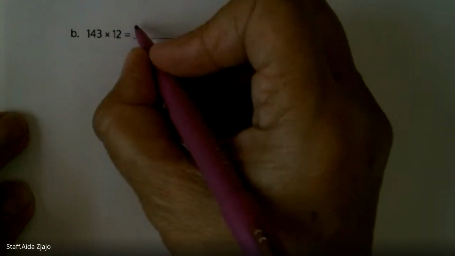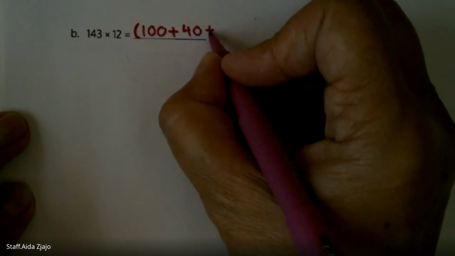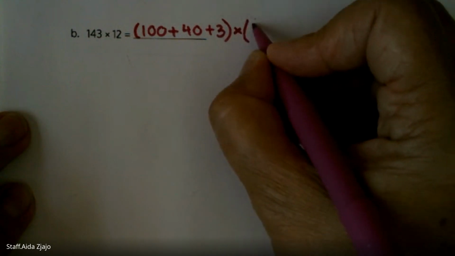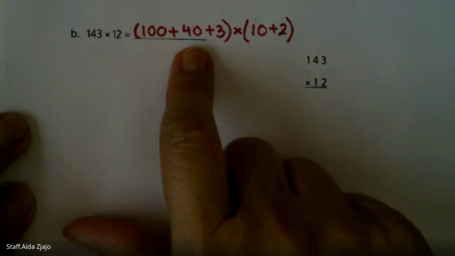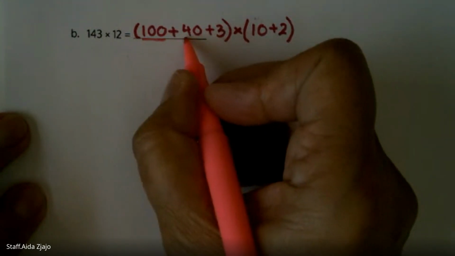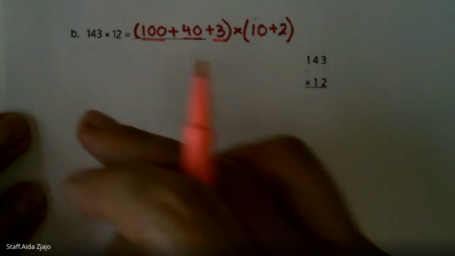I'm going to move that up, and then you will see here 143. So 143 can be broken apart into 100 plus 40 plus 3. And then you will multiply by 10 plus 2. I decompose all these in order to know that these will be my horizontal lines, and these will be my vertical lines, part of a number.